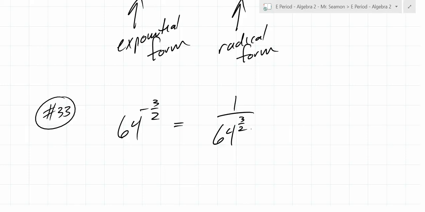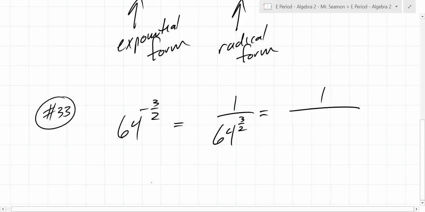What does to the 3/2 power mean? Can someone tell me what it means? So it's 1 over what? Someone tell me what that means. It's the square root of 64 cubed. And that was the other path. That's going to make it bigger than smaller. We'd love to make it smaller than bigger.